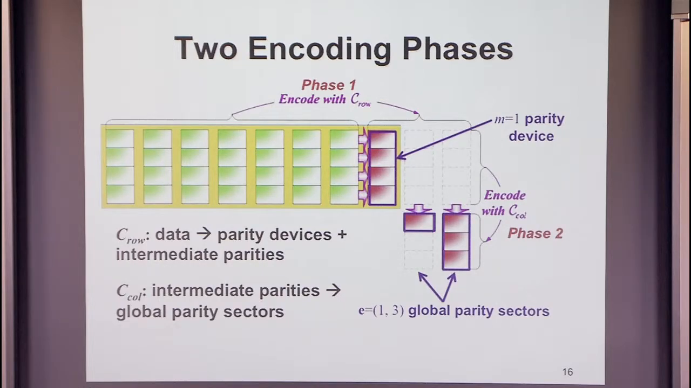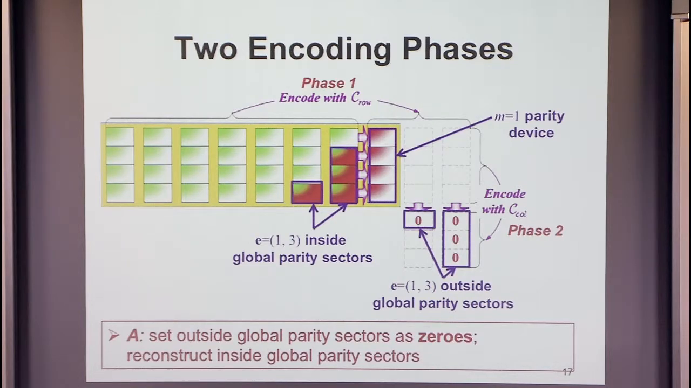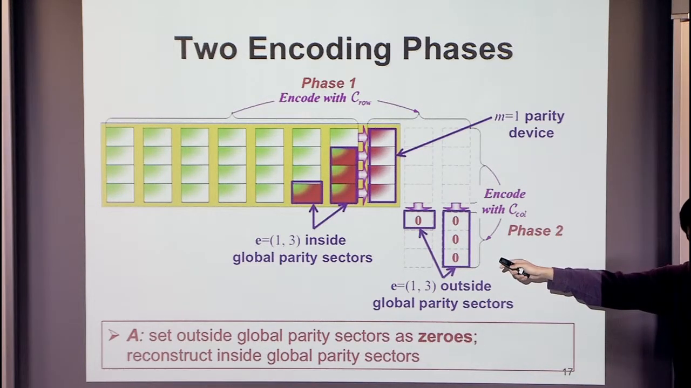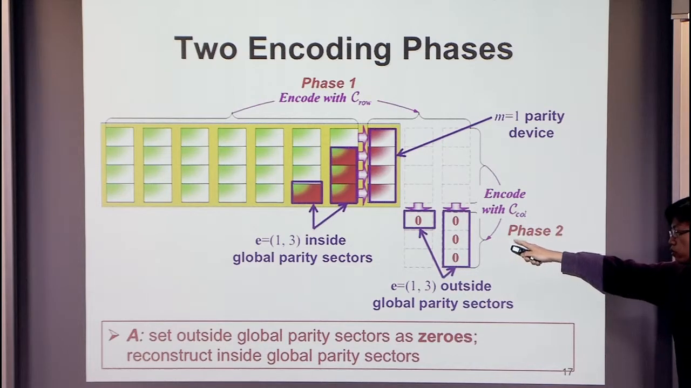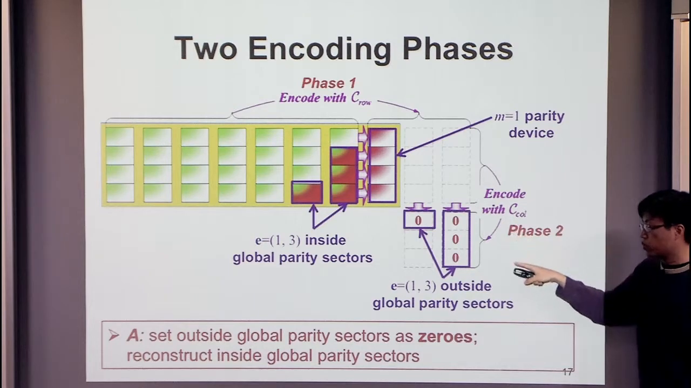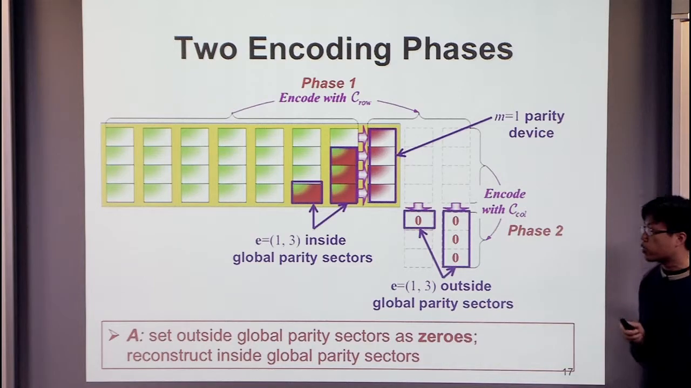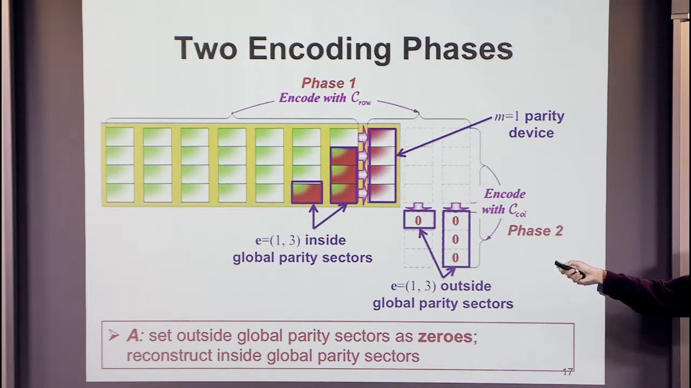Now, the question is, where do we store these global parity sectors? In general, you have to find somewhere to store these global parity sectors. So what we want to do is move that inside the stripe, and this is what we want to do. Now, given the data symbols as the input, you can generate the output, which is the global parity sectors. What we do is we set these parity sectors as zeros and try to inversely find out what should be the values of these global parity sectors.